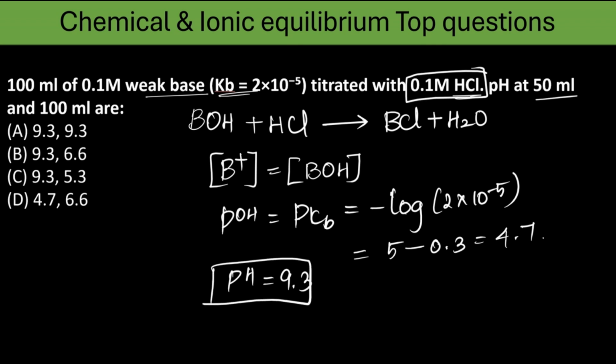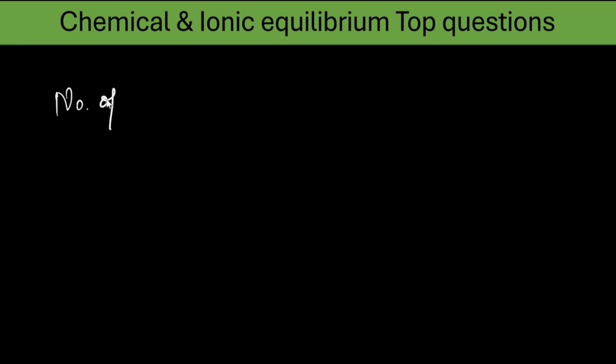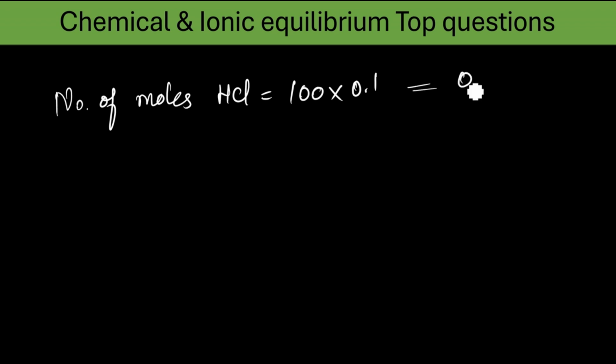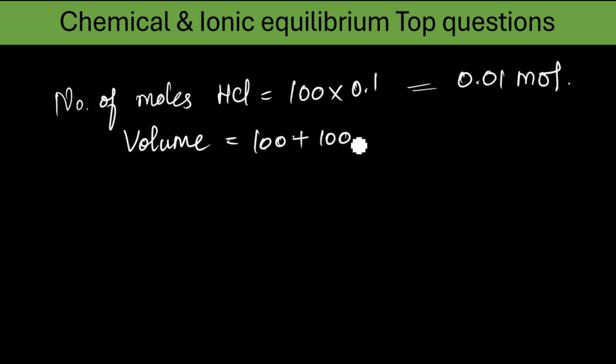So the number of moles of HCl will be 100 into 0.1. Convert that to liters, because it is taken as 100 ml. So convert that to liters, you will be getting 0.01 moles. So the volume is 100 ml HCl plus 100 ml of weak base, so totally 200 ml of volume. So 0.01 mole is the number of moles of HCl and the volume is 200 ml now.